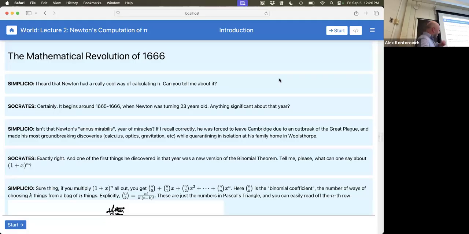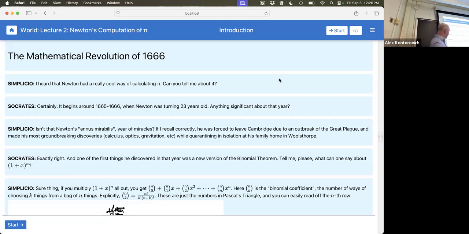Socrates says yes. And one of the first things he discovered that year was what we now call Newton's binomial theorem, a new version of the binomial theorem. That's what I want to discuss. Can you tell me about 1 plus x to the n? Do you guys all know the binomial theorem? Yeah. So you take 1 plus x to the n, you multiply it all out, what do you get?